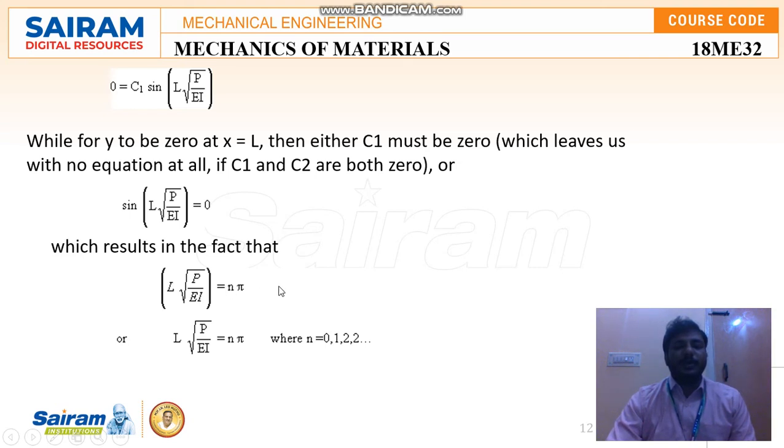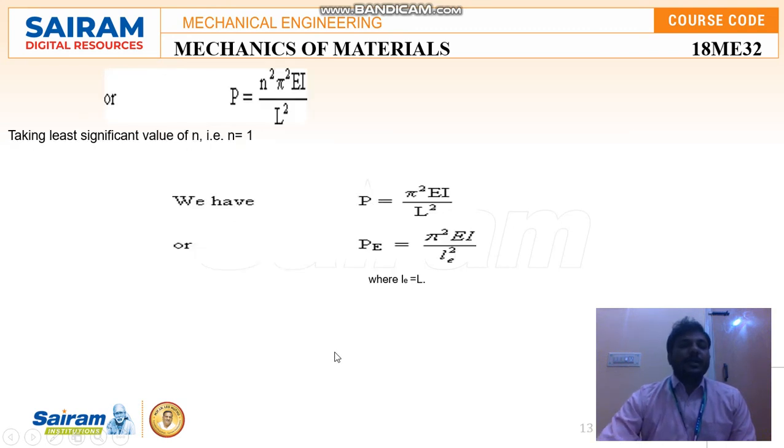Here n is 0, 1, 2, 3, up to infinity. P is the critical load, E is the modulus of elasticity, Young's modulus, and I is the moment of inertia, where n represents different numbers or different points to which it can extend. Rewriting that equation by taking the critical load outside, P equals n square into pi square into E into I by L square.